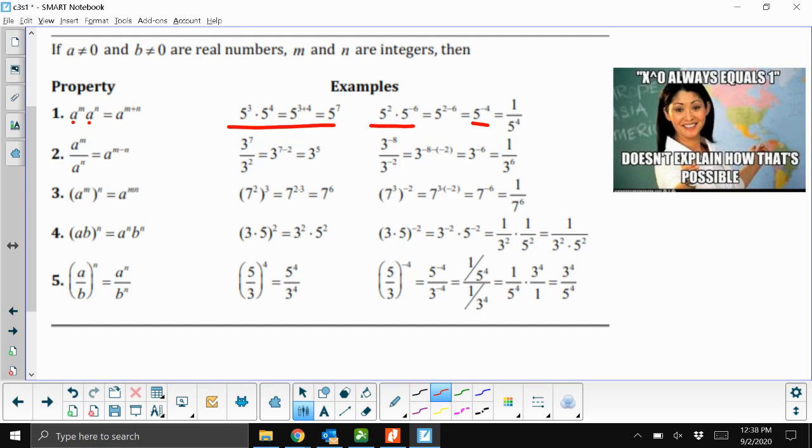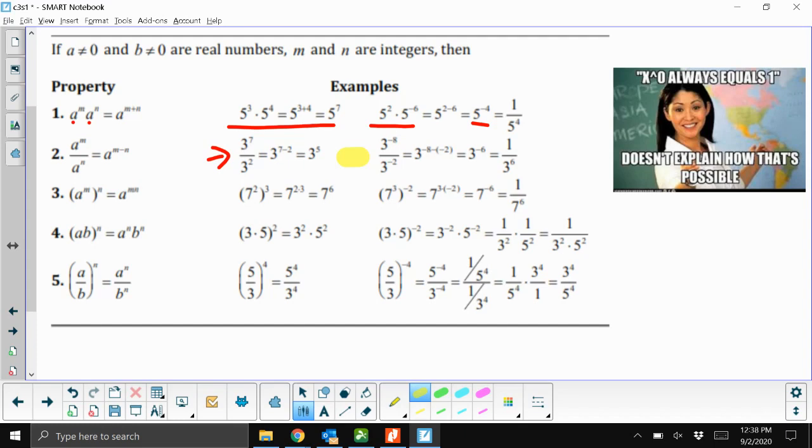All right, the second property here is division. If we have like terms, we can subtract their exponents, top minus bottom. If we look at this first example here, we've got 3 to the 7th divided by 3 squared. That would be, on the highlighter, 7 minus 2, which is 5, so 3 to the 5th.